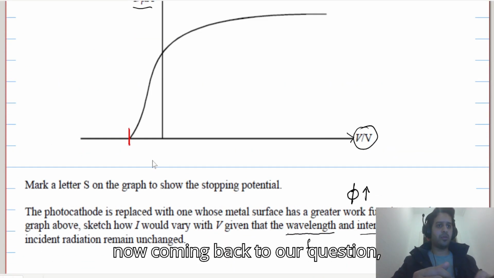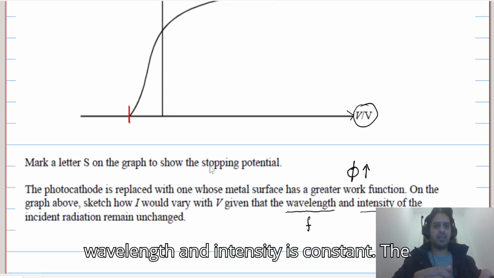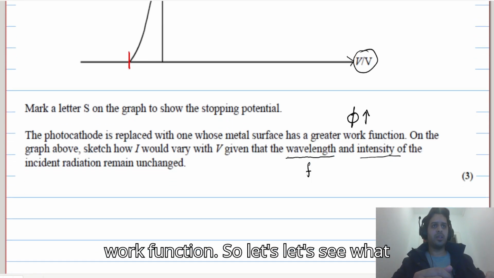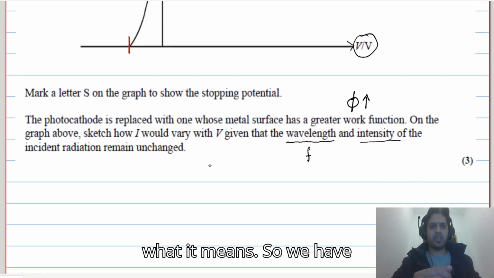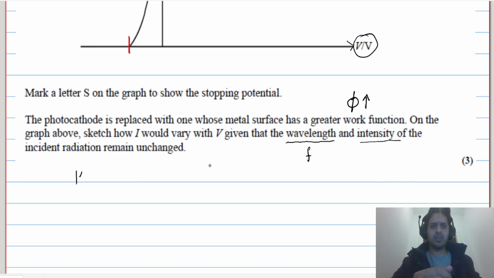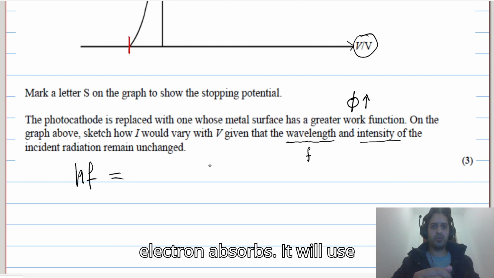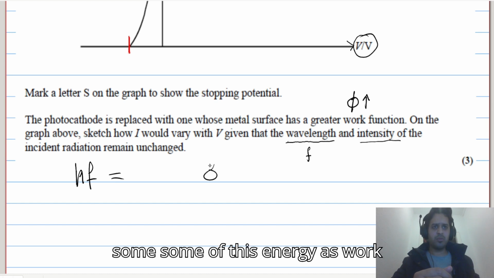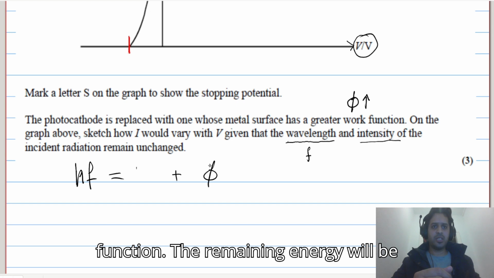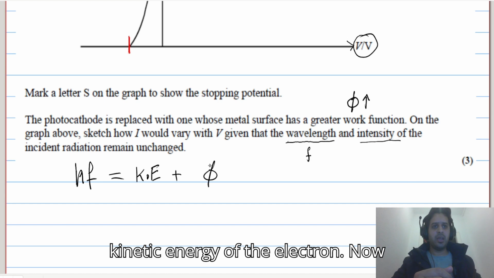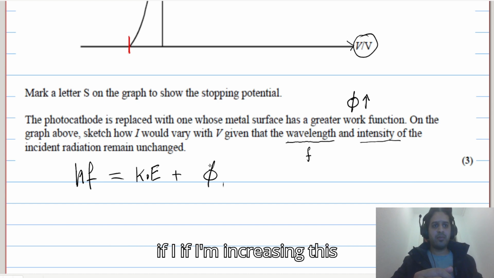Now coming back to our question, wavelength and intensity are constant. The only thing that we are changing is this work function. So let's see what it means. So we have hf, the energy of the photon that the electron absorbs. It will use some of this energy as work function. The remaining energy will be the kinetic energy of the electron. Now, if I'm increasing this work function, right?